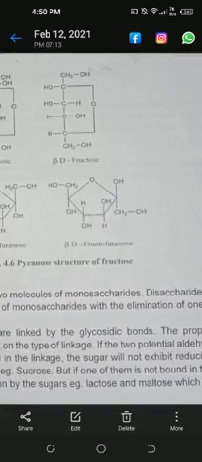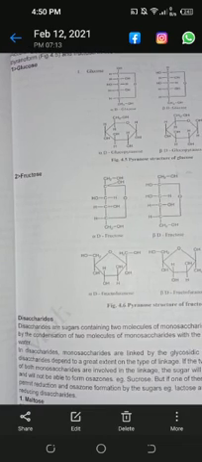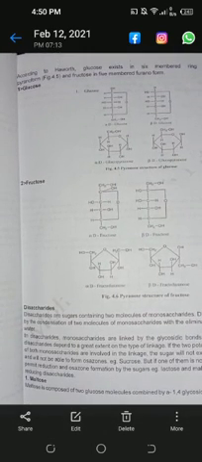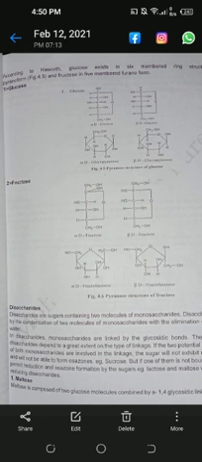According to Haworth, glucose exists in the six-membered ring structure called the pyranose form, and fructose in the five-membered furanose form.